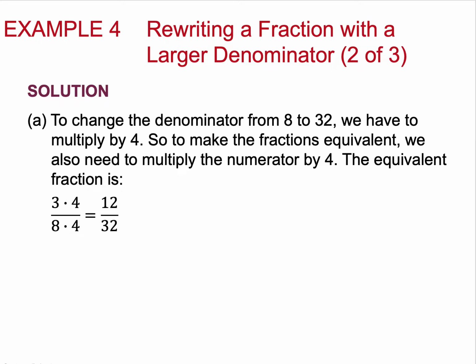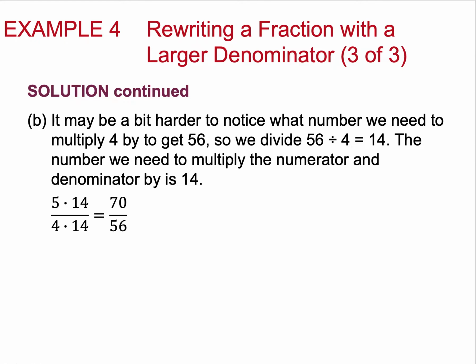So in the first question, I figure out that 8 times 4 is 32. And since I multiplied the denominator by 4, I have to also multiply the numerator by 4, which gives me 12 at the top to answer my question. And the next one, 5 over 4 goes to something over 56. I figure out that I did 4 times 14, which means I need to do 5 times 14 to get 70.